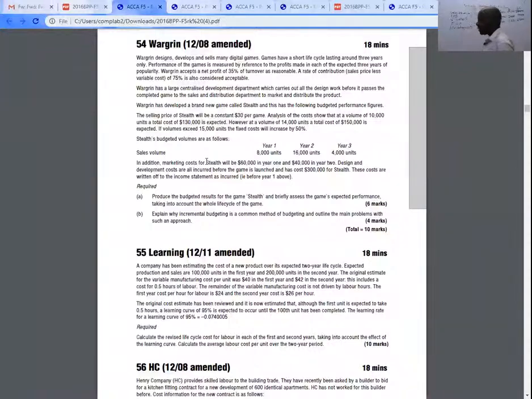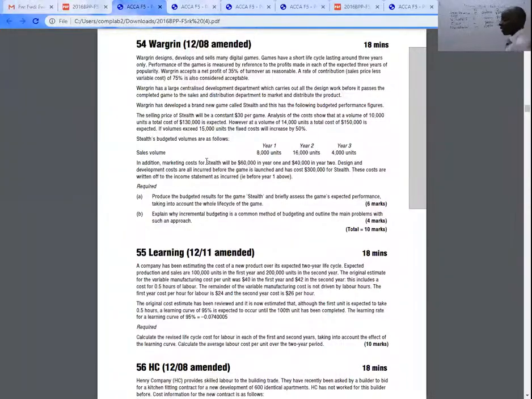So you can see marketing cost of how much? Marketing cost of 60,000 in year one, 40,000 in year two. So year one, 60,000. Year two, what do we have there? Year two, 40,000. The other years, there is nothing to market there. So 60,000 plus 40,000 gives me 100,000.